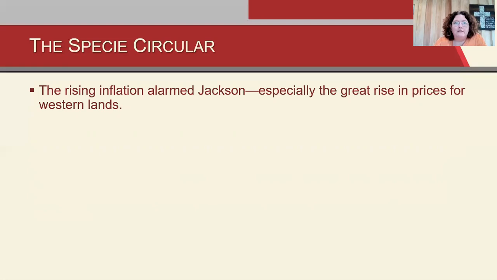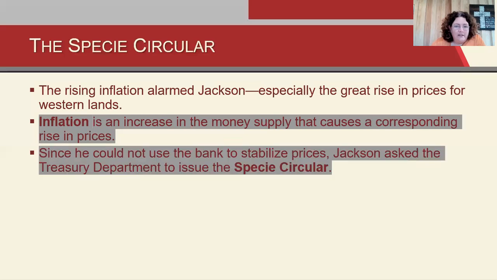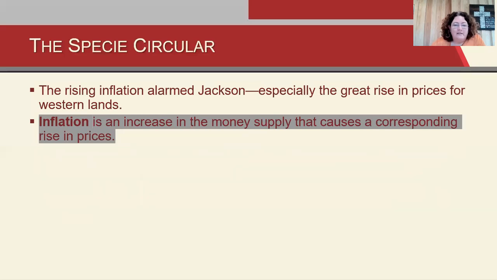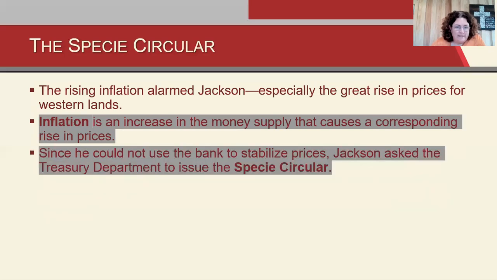Money was being printed during the COVID times. All of these stimulus monies that were given out to people, all the extra unemployment benefits given out to people. This was all an increase in the money supply, which is inflation. And due to inflation, we are now dealing with higher prices. All right, so the rising inflation alarmed Jackson, especially the great rise in prices for Western lands. Inflation is the increase in the money supply that causes a corresponding rise in prices.